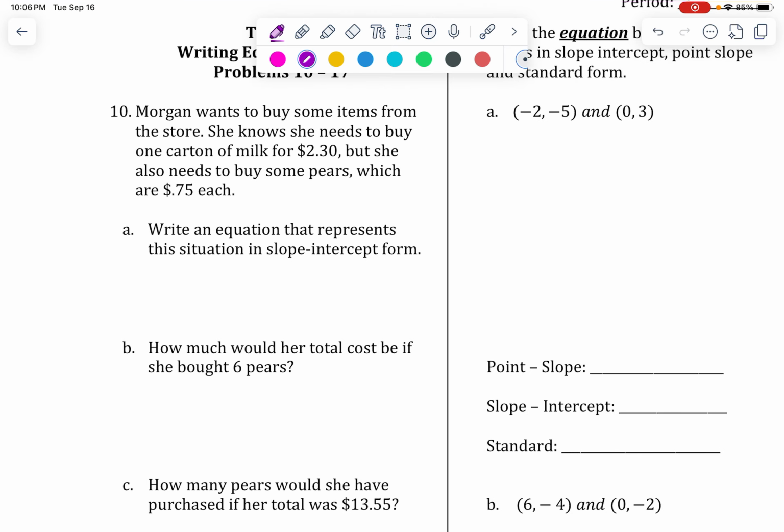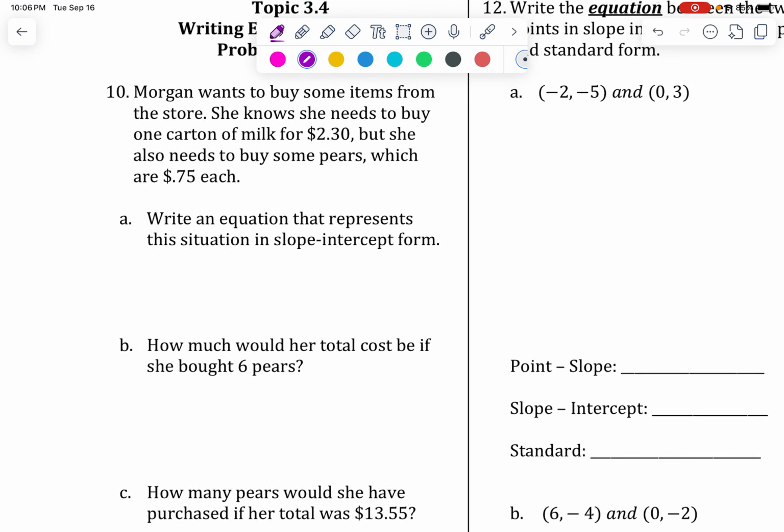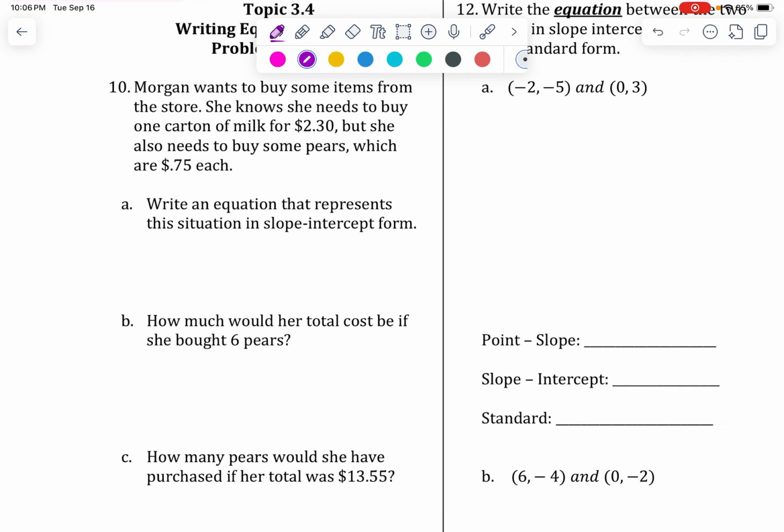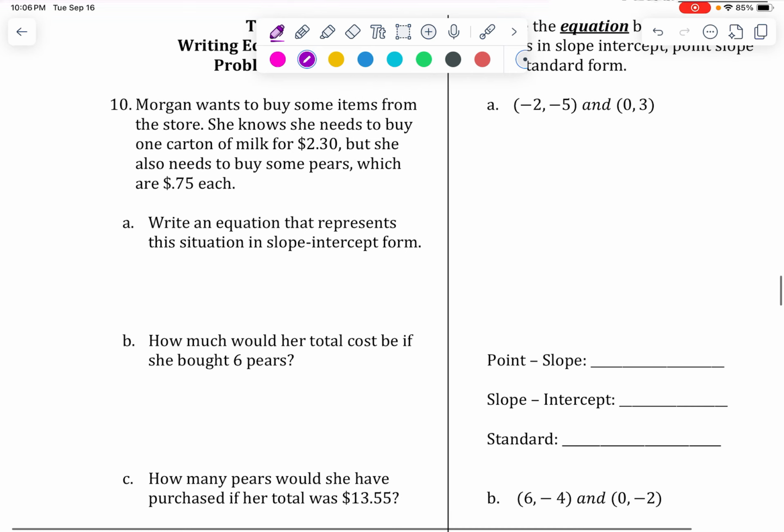Morgan wants to buy some items from the store. She knows she needs to buy 1 carton of milk for $2.36, but she also needs to buy some pears, which are 75 cents each. Write an equation that represents this situation in slope-intercept form. All right.